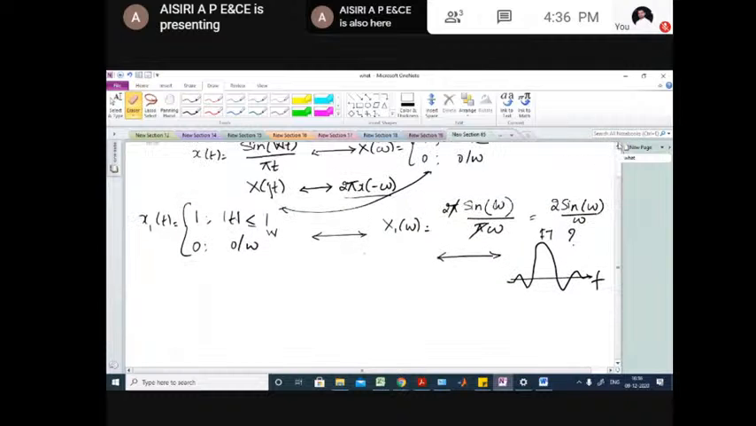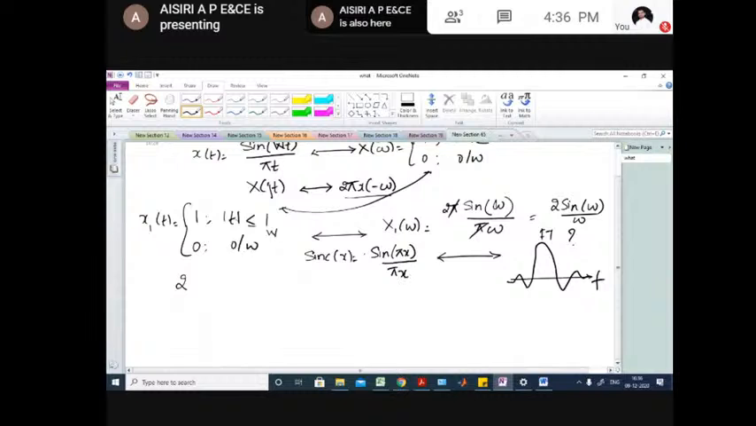Okay, so I have this. Let me take this. On the two side, the sinc function definition, whatever they have written, let me write it for you. Sinc of x is equal to sine of pi x by pi x.